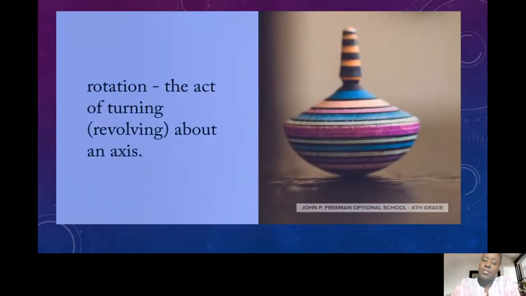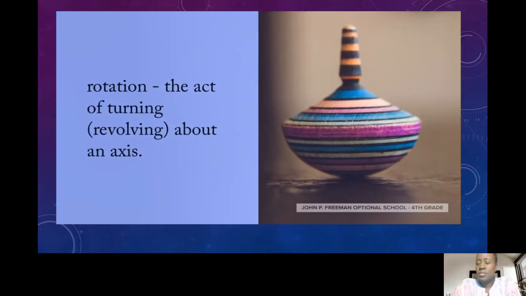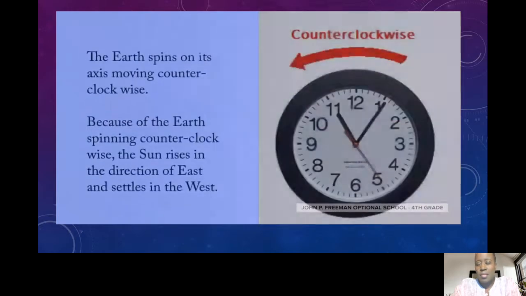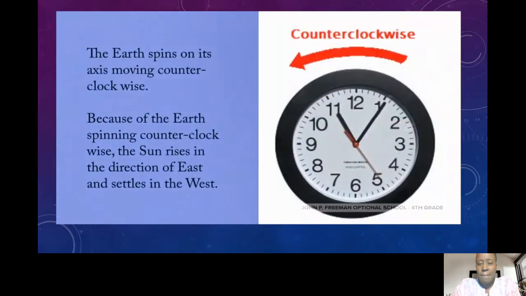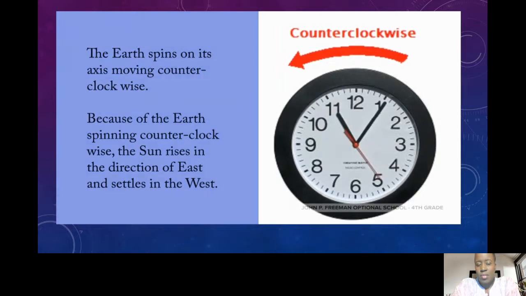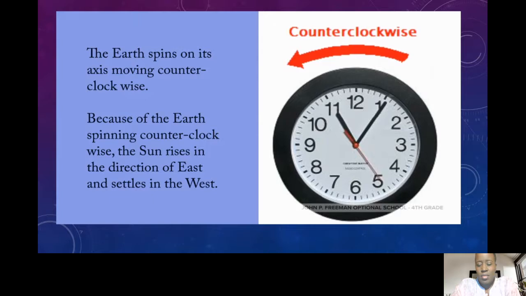Rotation, the act of turning or revolving about an axis. The Earth spins on its axis, moving counterclockwise. Because of the Earth spinning counterclockwise, the sun rises in the direction of east and settles in the west.